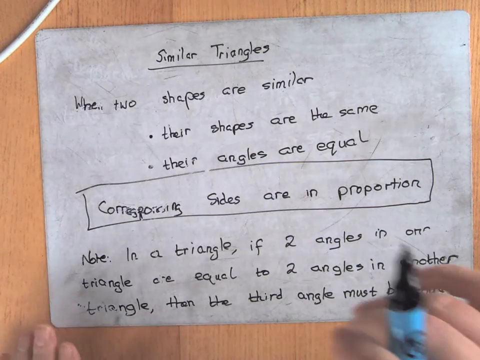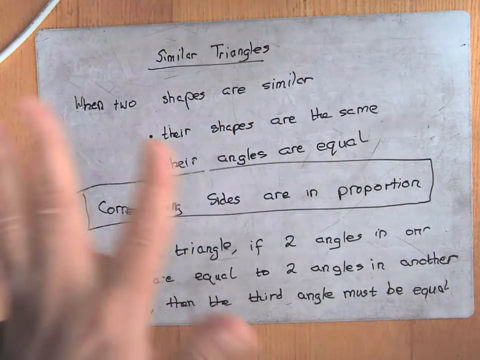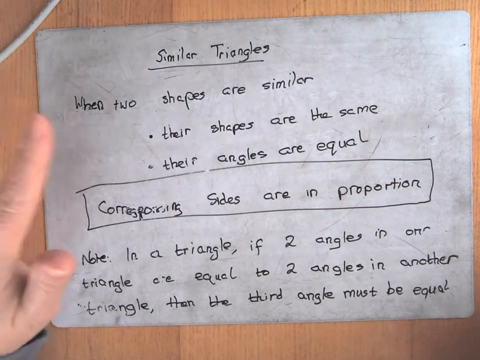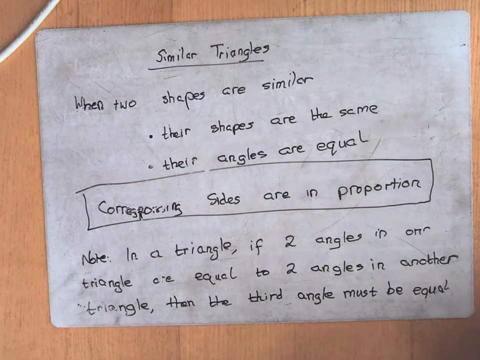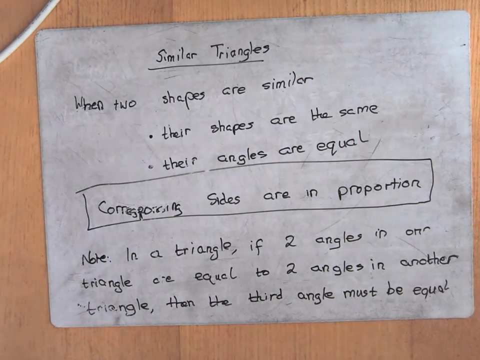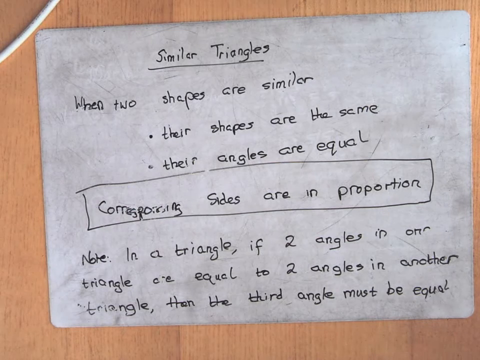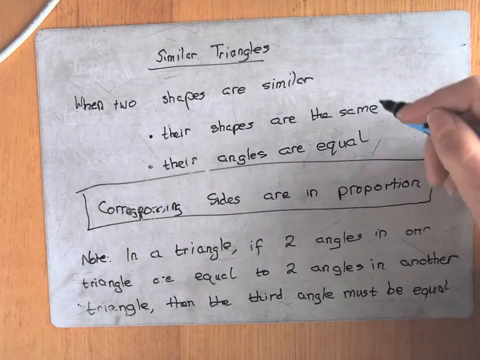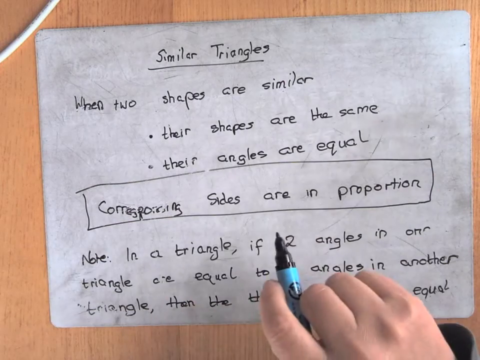Similar triangles. When two shapes are similar, right? It's not strictly triangles, but that's what we're going to be dealing with. When two shapes are similar, their shapes are the same. So they're both triangles, both squares, both parallelograms, and their angles are equal.